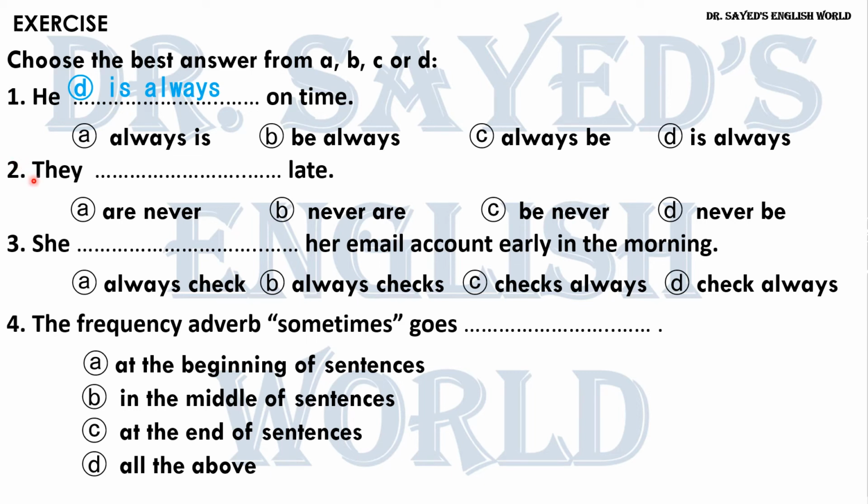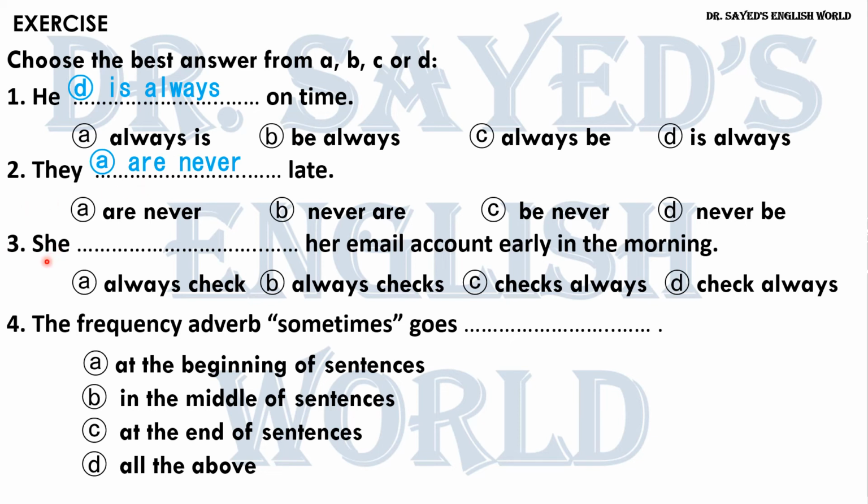Okay, let's have a look at number 2. They late. They are never are late, be never late, never be late. And of course the right answer is they are never, and again because never comes after verb to be.